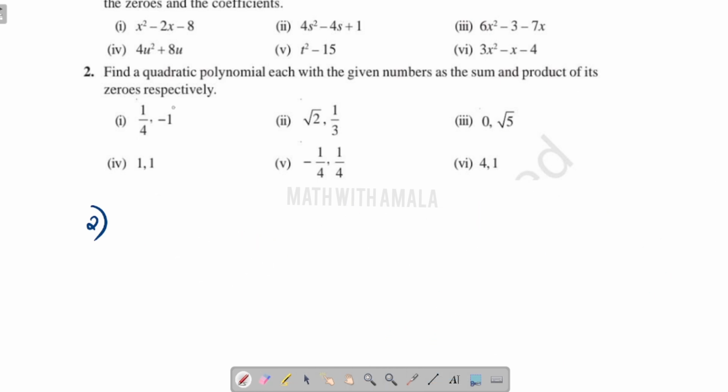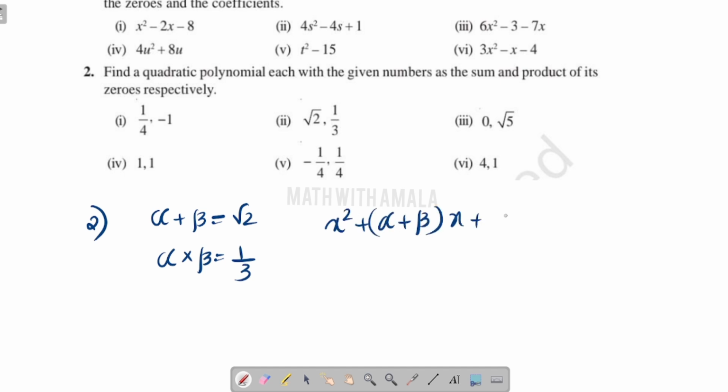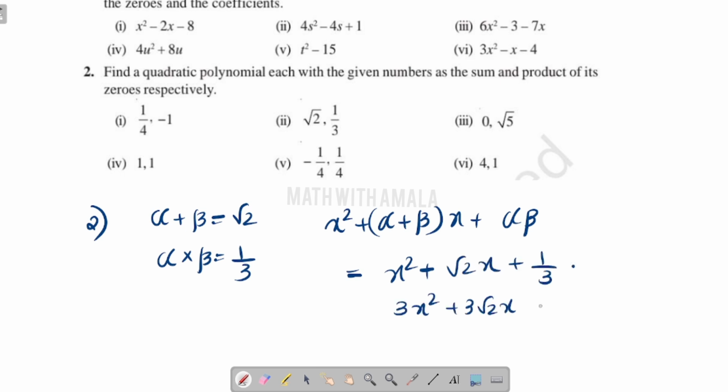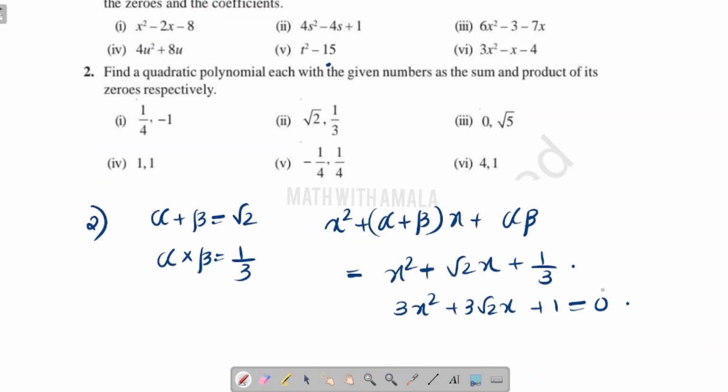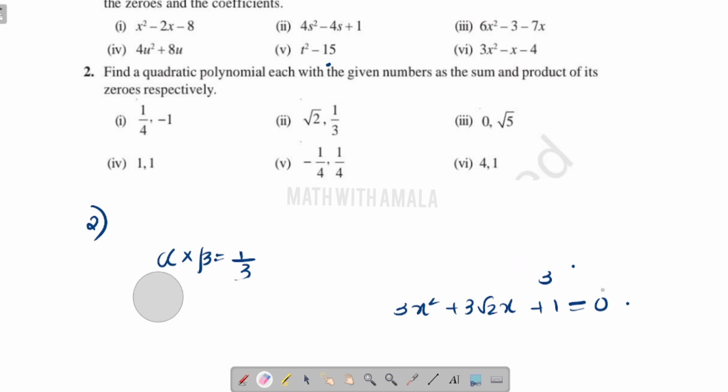Next, root 2 is the sum and 1 by 3 is the product. You can simply write it like x square minus root 2. You have to give there as x square minus alpha plus beta x plus alpha beta. So you have to change it like minus root 2x. You can write it simply like 3x square minus 3 root 2x plus 1 is equal to 0.